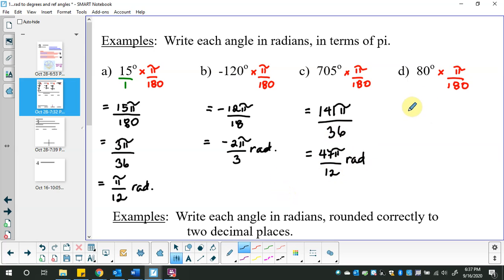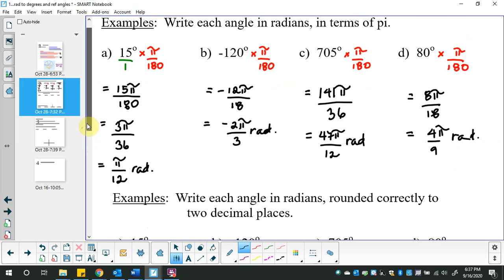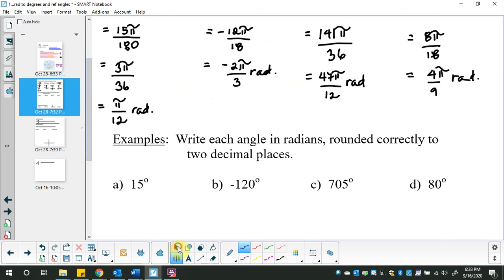And finally, the last one, I'm going to divide by 10. Divide by 2, divide by 2, can't divide anymore, so slap on the radians. So these are the angles, 15 degrees, negative 120 degrees, 705 degrees, 80 degrees, written in terms of pi for each one. So the next one is writing each of these angles in radians rounded correctly to 2 decimal places.